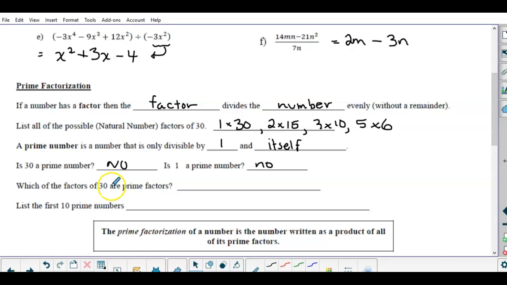Okay, so which of the factors of 30 are prime factors? So 2 and 3 and 5. Okay, so 2 and 3 and 5. All the other numbers, 1 is not considered prime, and the other ones we call composite numbers. List the first 10 prime numbers. So remember, 1 is not prime, but 2 is. Okay, and 3 is, and 5 is. So these ones here that we just listed are all prime.